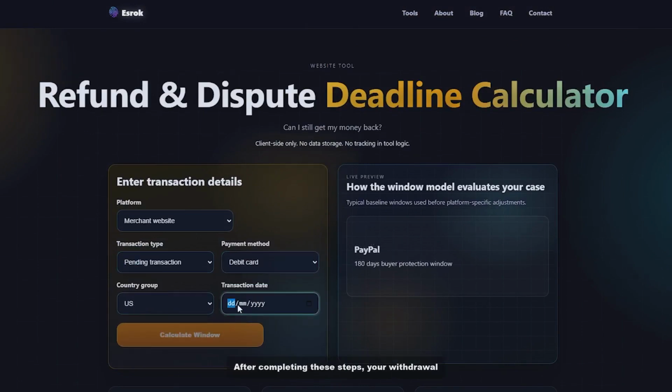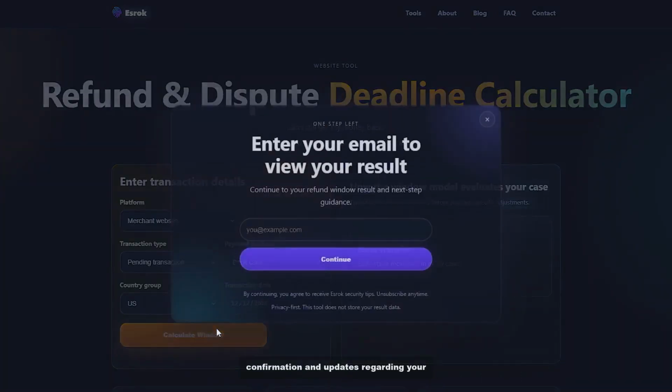After completing these steps, your withdrawal request will be processed. It may take a few business days for the funds to appear in your bank account. Always check your email for confirmation and updates regarding your transaction.